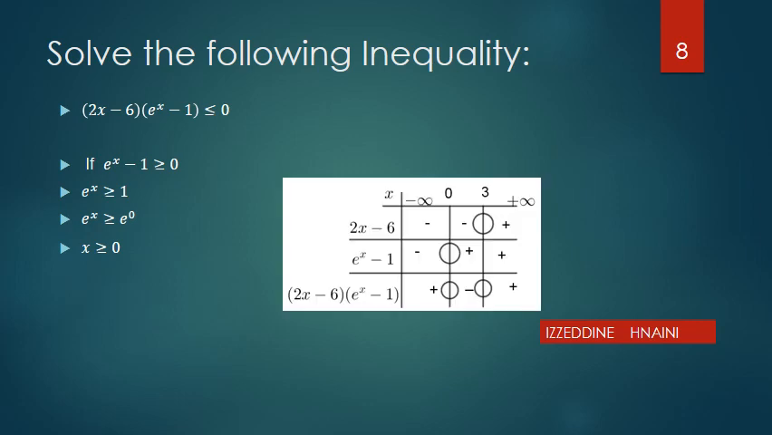Then we set the sign table. For 2x minus 6, it is opposite same. eˣ minus 1 is positive when x is greater than or equal to 0. We multiply: minus times minus equals plus, minus times plus equals minus, and plus times plus equals plus. Here 2x minus 6 times eˣ minus 1 is less than or equal to 0. This inequality is negative between 0 and 3, so the solution is x belongs to 0 and 3.